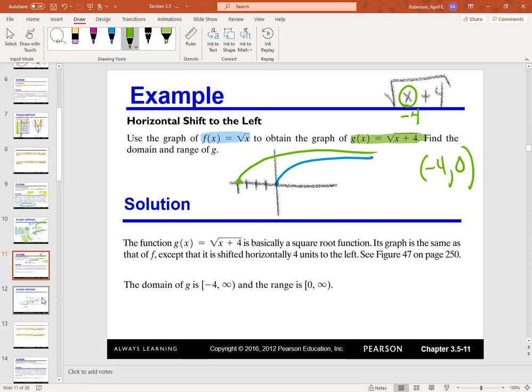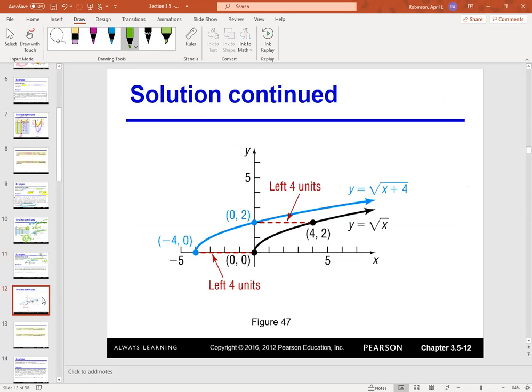And here's the picture. There it is. Here's the new graph right here. Whoosh. The black one was the original. And you can see it went from here, 1, 2, 3, 4. This one was 1, 2, 3, 4. They're all 4 to the left.